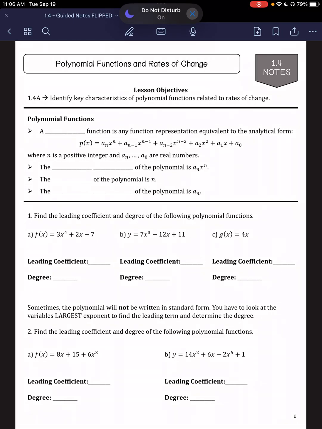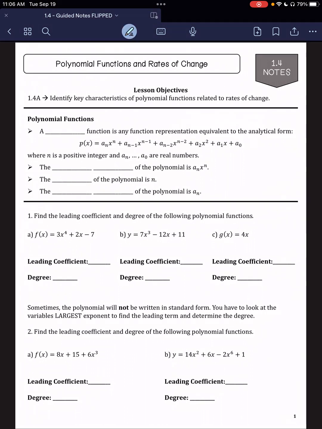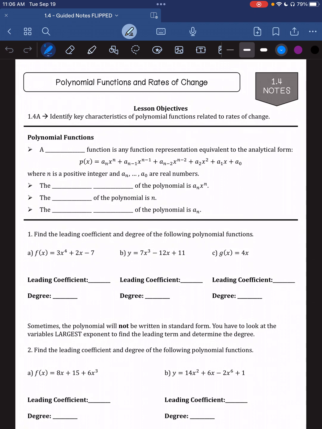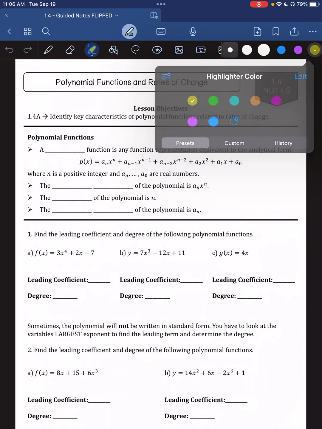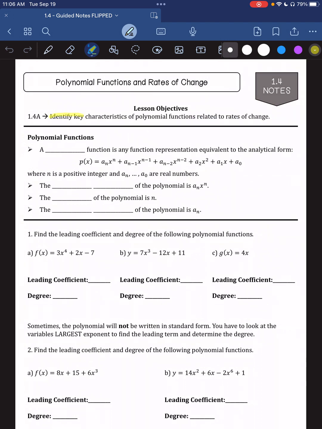All right, so today we are on 1.4, which is on polynomial functions and rates of change. Just to go over again, what we should be able to do by the end of this is to identify key features of polynomial functions and how they are related to the rate of change.